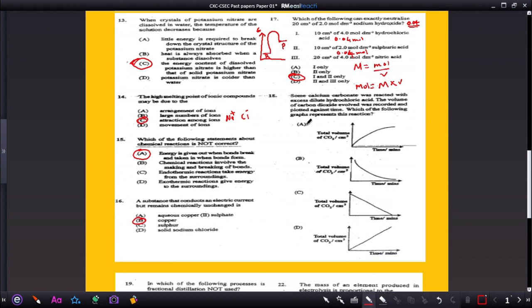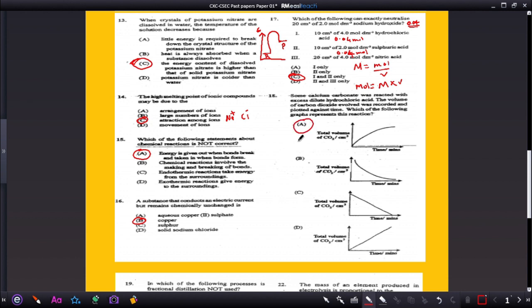Number 18, some calcium carbonate was reacted with excess hydrochloric acid. The volume of carbon dioxide evolved was recorded and plotted against time. Which of the following graphs represent this reaction? Remember, for the rate of a reaction to be observed, the reactant decreases while the concentration of the product increases. So A is the answer.